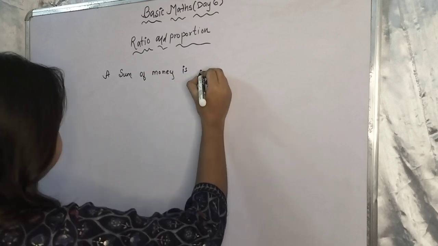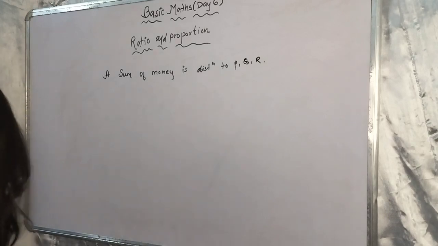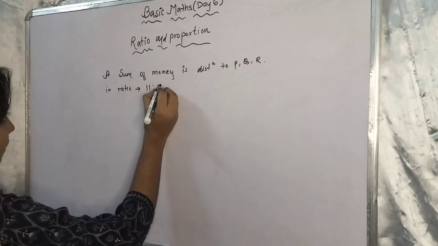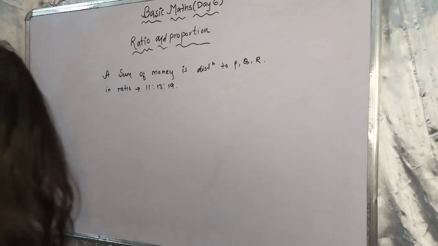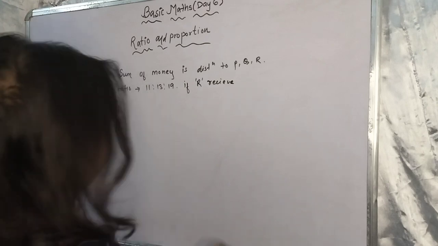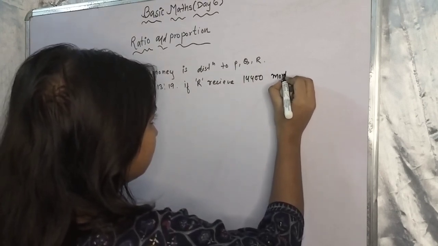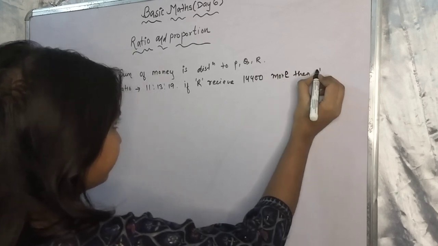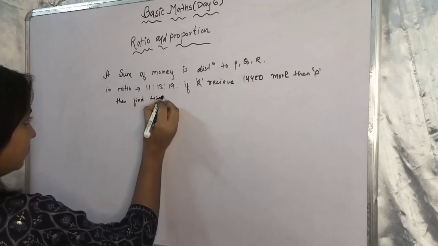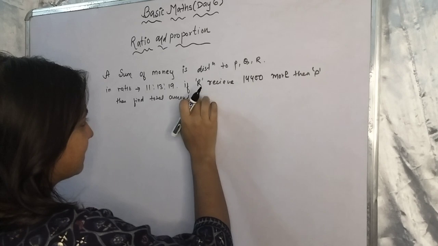A sum of money is distributed to P, Q and R in ratio 11:13:19. Fine. If R receives 14,400 more than P, then find the total amount. Fine. So here we know what R receives and we need to find the total amount.